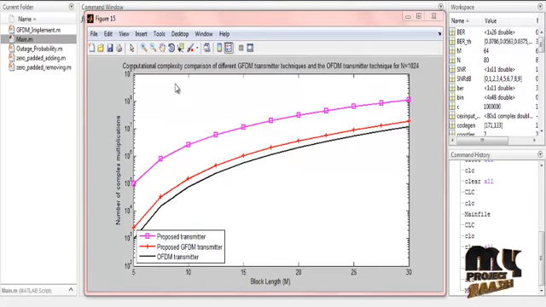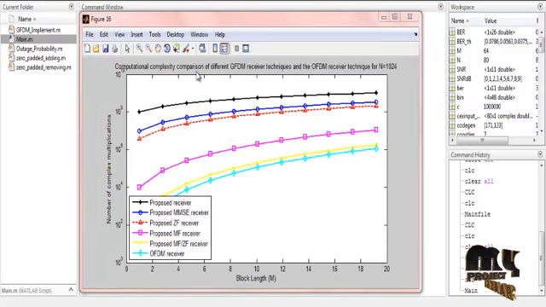The next figure is the complexity comparison. In this figure, the computational complexity comparison of different GFDM transmitter techniques, that is generalized frequency division multiplexing, and the OFDM transmitter technique, with Ns equal to 1024. Already we have seen Ns equal to 16 and Ns equal to 64. Here we are using Ns equal to 1024, and the block length is 5 to 30. Here we are using the proposed GFDM transmitter and the OFDM transmitter. By calculating complex multiplications, it is easy to see, and our proposed method is denoted by pink color. The next figure is the computational complexity comparison of different GFDM receiver techniques and the OFDM receiver technique.